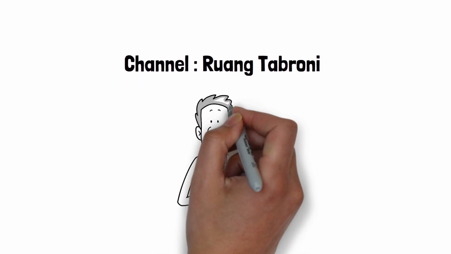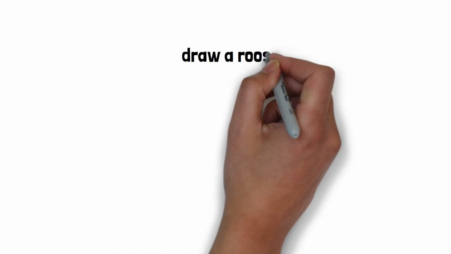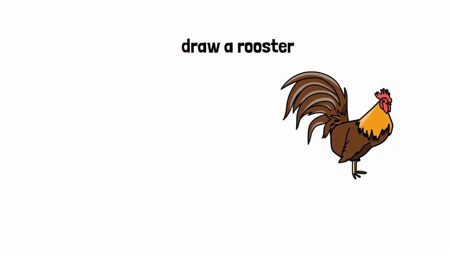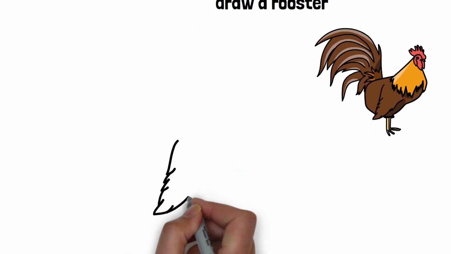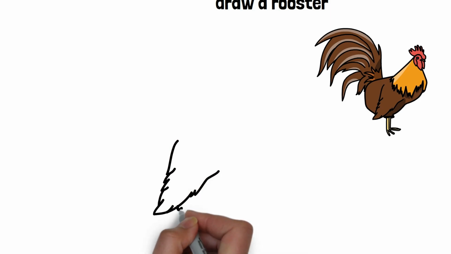This time we will draw animals. Here we will draw a rooster. This is an example of a chicken picture that you want to paint. Let's start painting, starting from the tail, legs, then to the head.